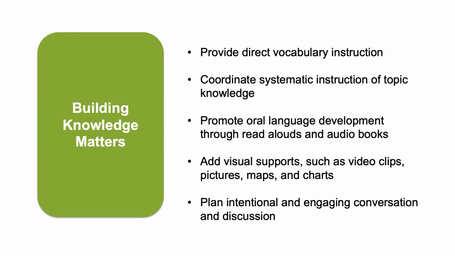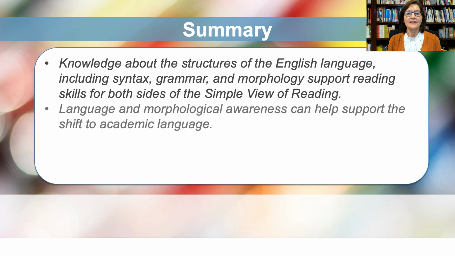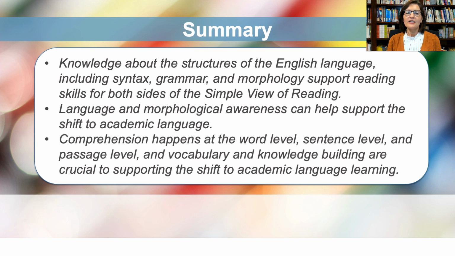In summary, knowledge about the structures of the English language, including syntax, grammar, and morphology, support reading skills for both sides of the simple view of reading equation. Language and morphological awareness can help support the shift to explicit instruction with academic language. Comprehension happens at the word level, sentence level, and passage level, and vocabulary and knowledge building are crucial to supporting that shift to academic language learning.